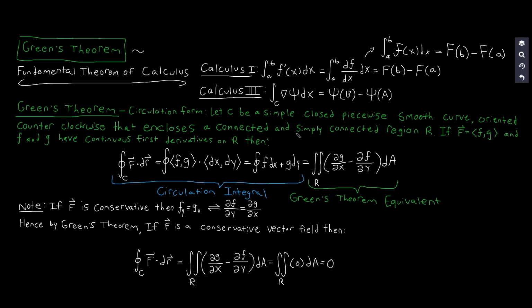So we'll look at this to preface our exploration of Green's theorem. Now, here's a textbook definition of Green's theorem, circulation form, as Green's theorem comes in two different flavors, circulation form and flux form. Now, if we let C be a simple closed piecewise smooth curve oriented counterclockwise that encloses a connected and simply connected region R, if vector F equals F for the x-coordinate and G for the y-coordinate, and F and G have continuous first derivatives on R, then the following is true.